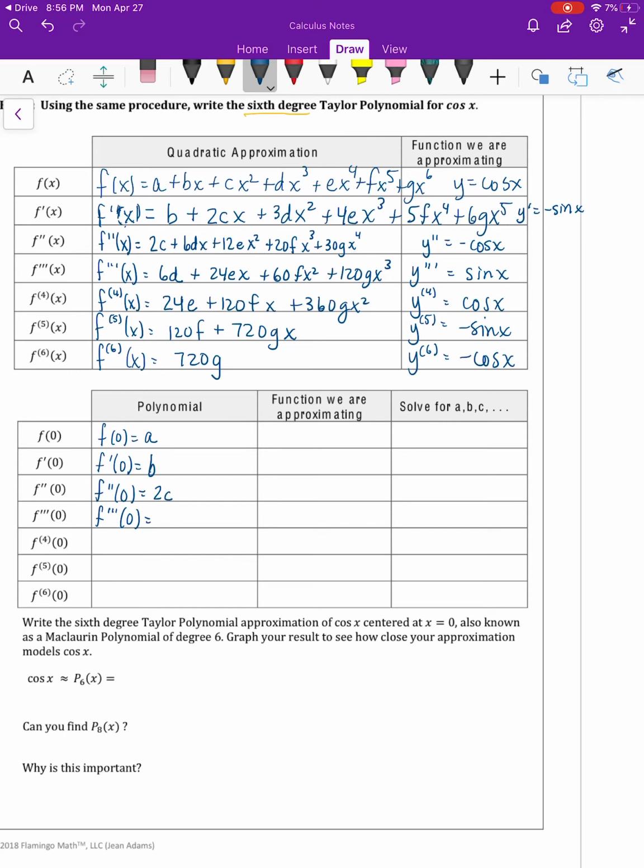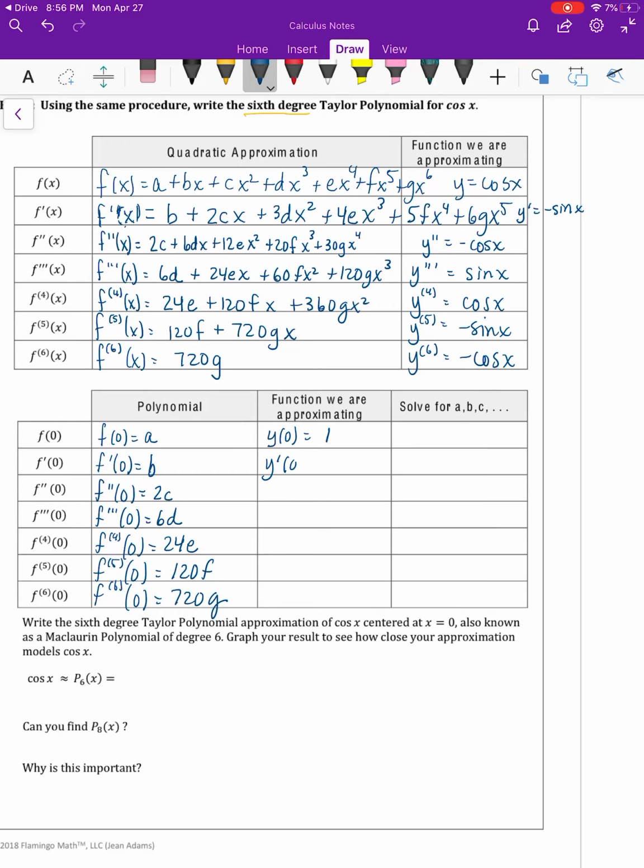F triple prime, everything goes away that has an x in it. I'm left with 6d. Fourth derivative at 0, everything goes away with an x in it. I'm left with 24e. Fifth derivative at 0, everything goes away except for 120f. And the sixth derivative at 0, there is no x. It's just 720g. The function we are approximating, they want us to find that at 0.